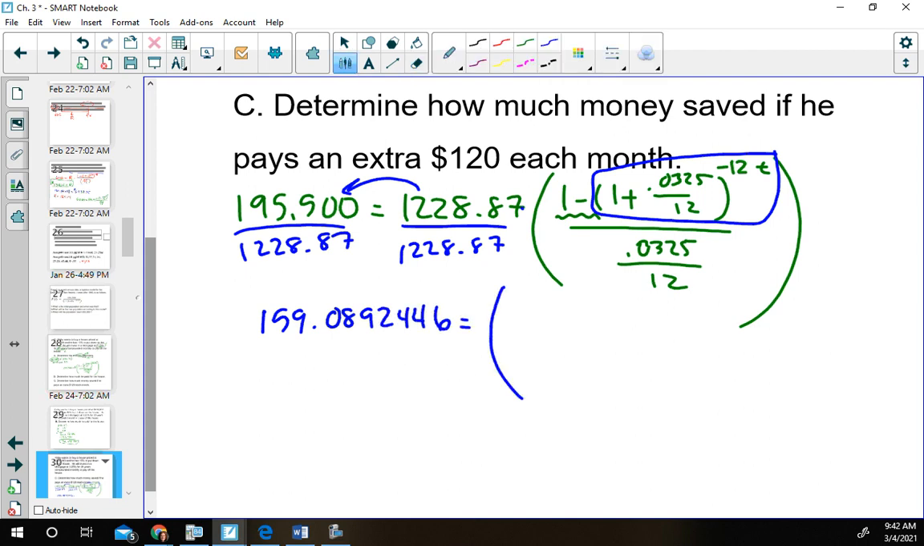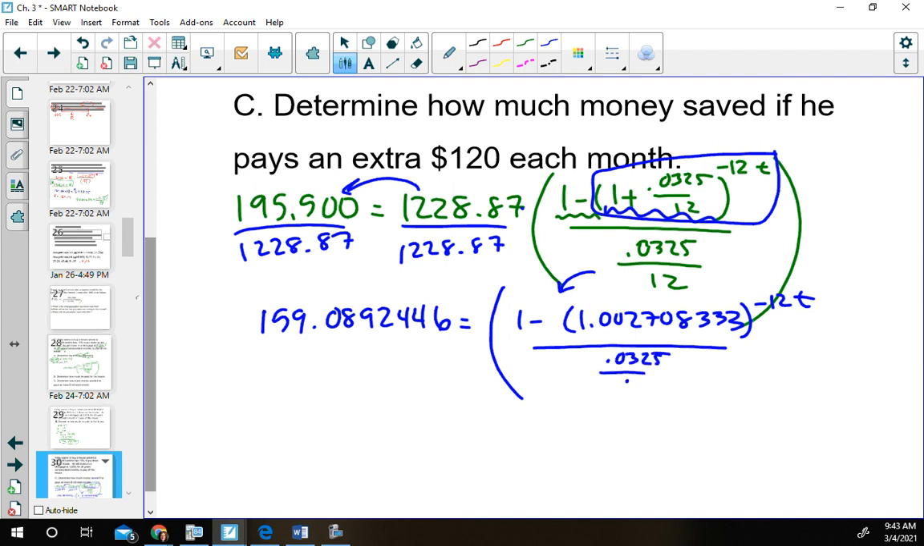Equal to now this big old mess here. I'm going to find the base of that exponent, so I'm just going to type this in and figure out what that decimal is. So 1 plus 0.0325 divided by 12. Okay, so I'm going to have 1 minus 1.002708333 all to the negative 12t.